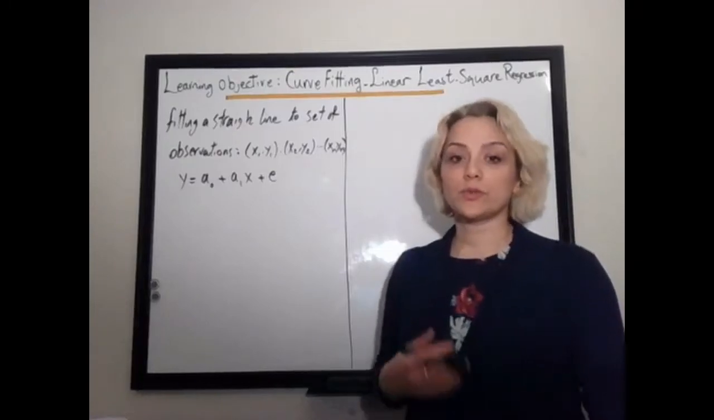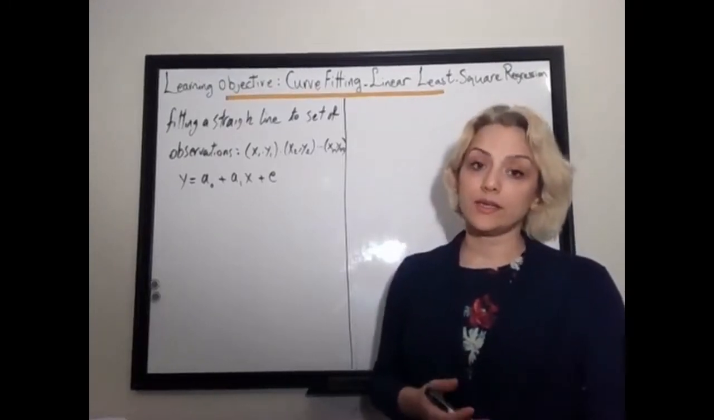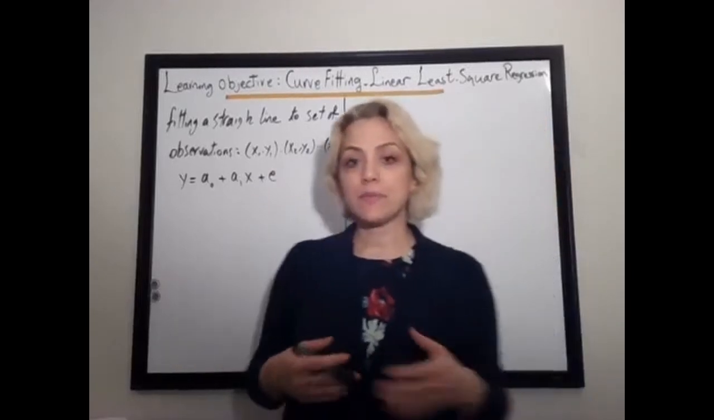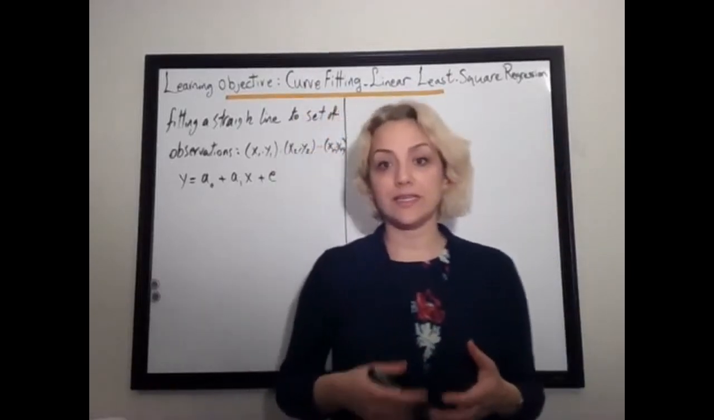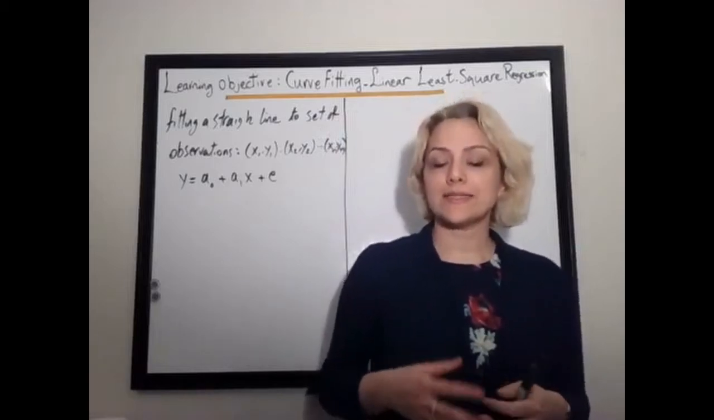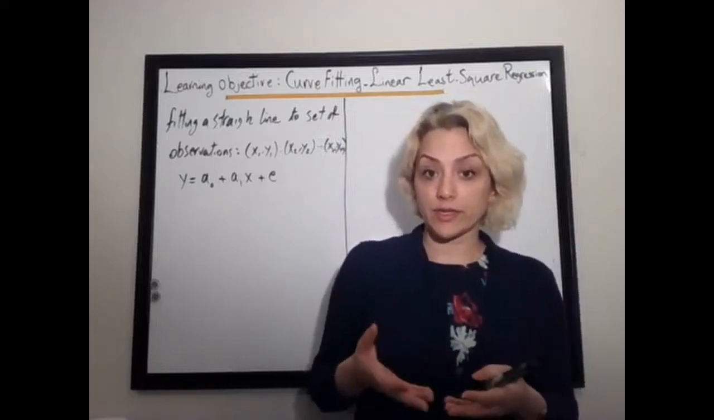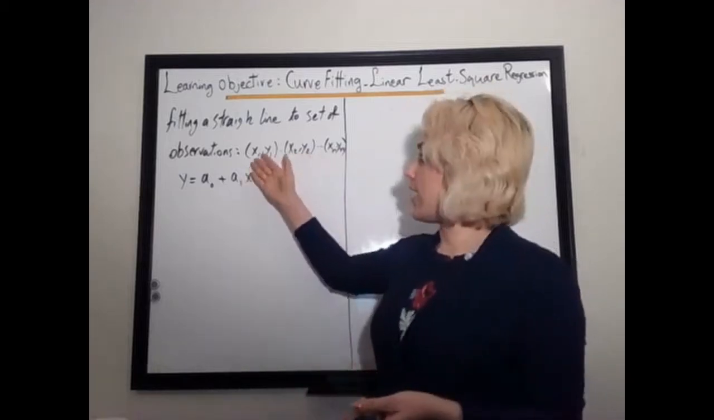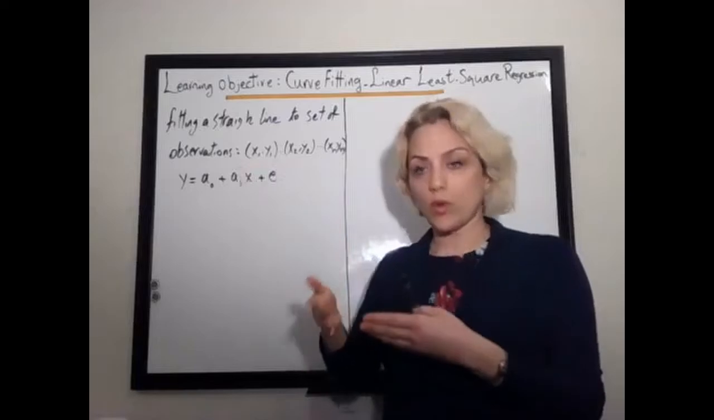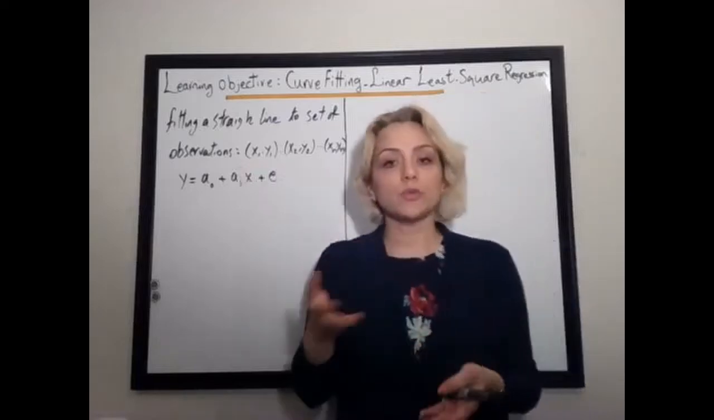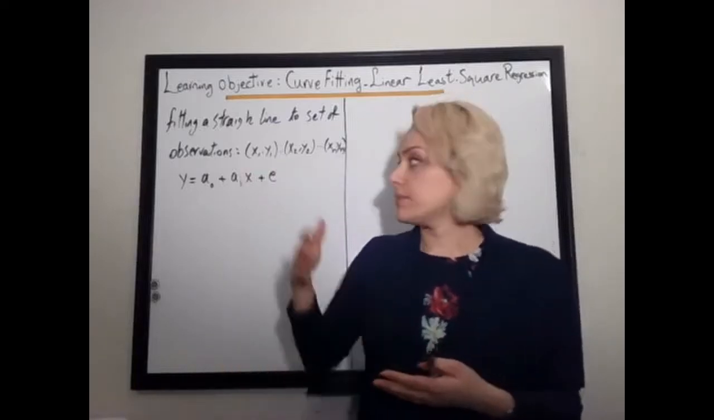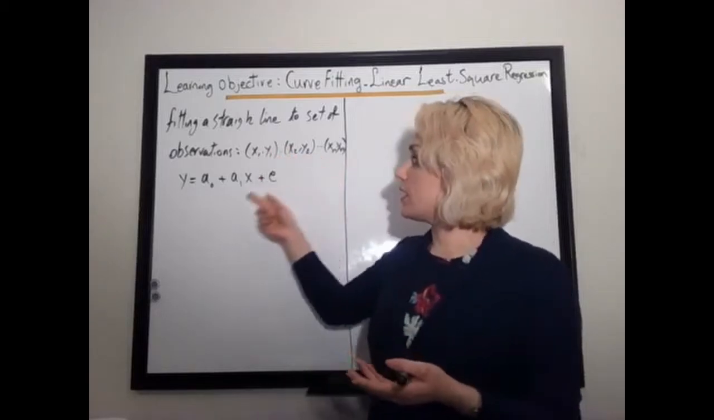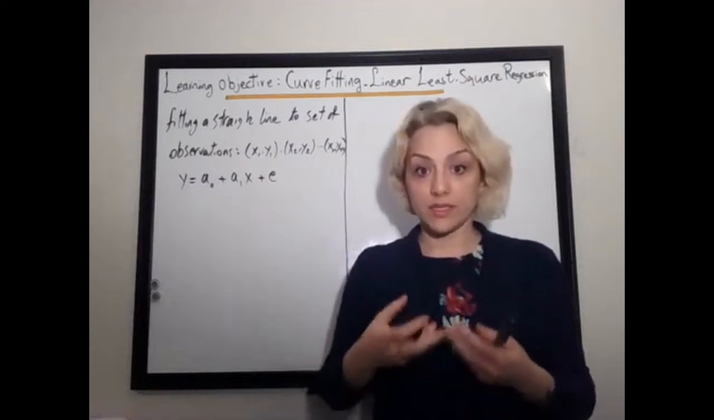In this video, we want to learn about the linear least square regression. So the simplest example of the least square approximation is that if we fit a straight line to a set of observations. So let's say our observations are like x1, y1, x2, y2, up to xn, yn.